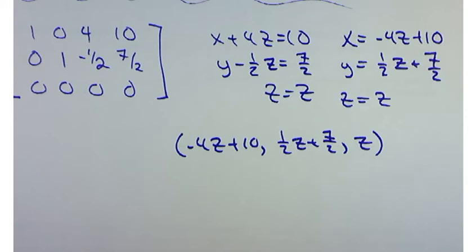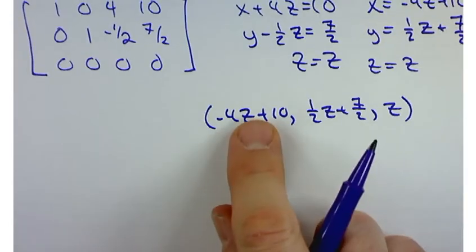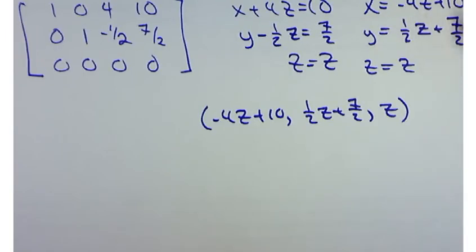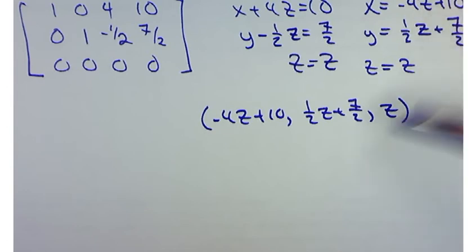Just a heads up, the book is going to use t where I use a z. I looked at this and thought z might be more friendly for you. Use whatever you're comfortable with. If you want to put a t here, you get negative 4t plus 10, 1/2 t plus 7/2, and t. So you can write this all with t's as opposed to z's.